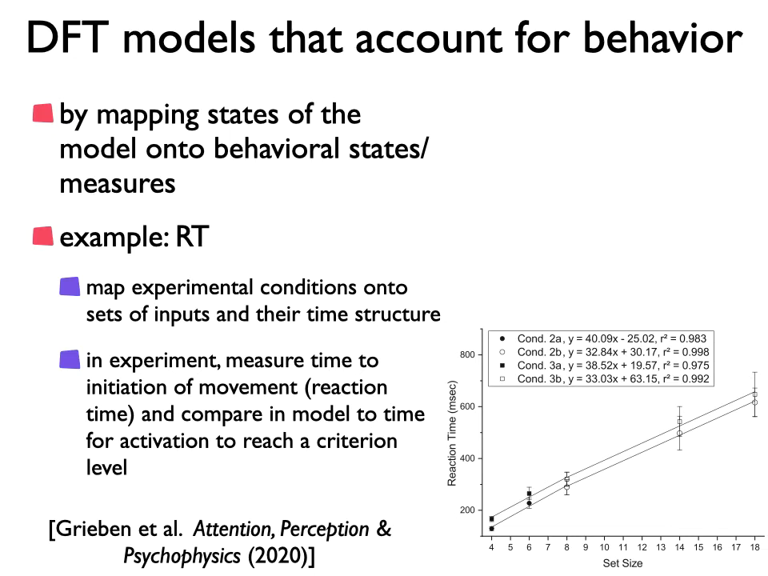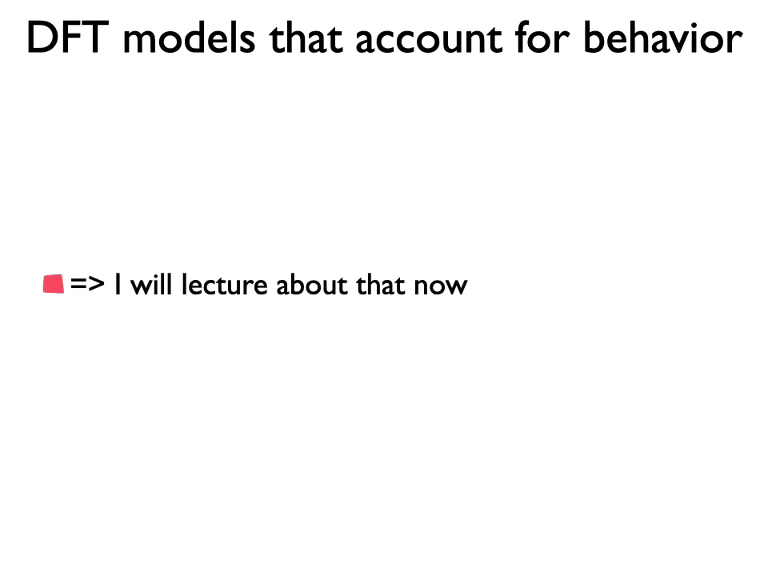And then you compare that to a particular event in the model. For instance, an event where you measure the time when activation reaches a particular criterion level. That, for instance, is how reaction time was measured here in a model. So that is a class of model that has this sort of modeler interface, very common in psychology. I will now be lecturing about models like that in the next hour.